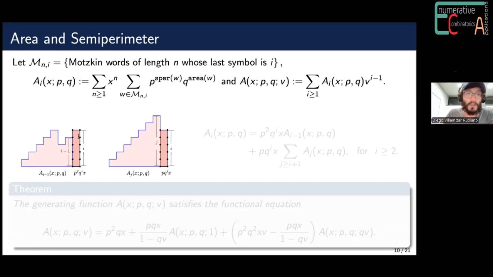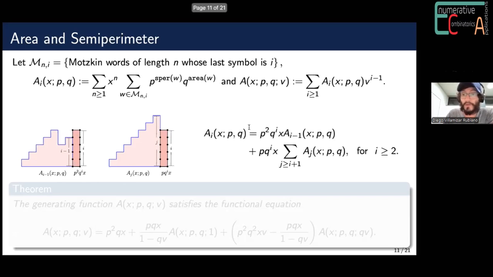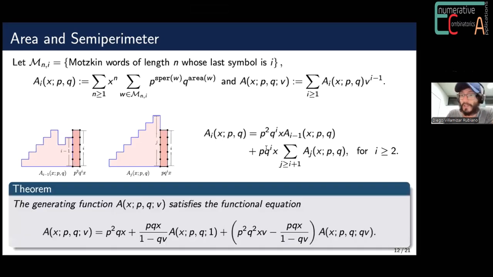Notice that if you put a column I at the end, there are two cases. You either had one column that had fewer squares to the left or more squares. If you had more squares, you can put essentially whatever column you want. But if it was smaller, then you can just put one more because of the definition of Munchkin words. When you consider that, you get this recurrence. When you add over all possible b's, you get this functional equation on these four variables: the length, the semi-perimeter, the area, and the last one.